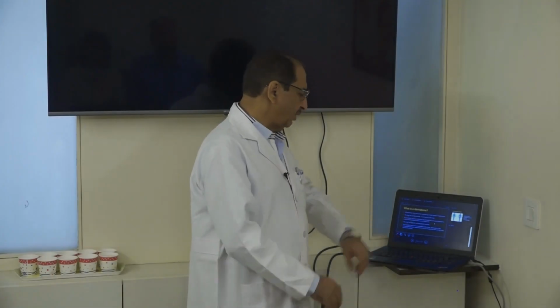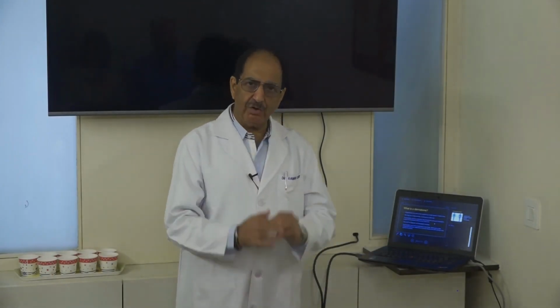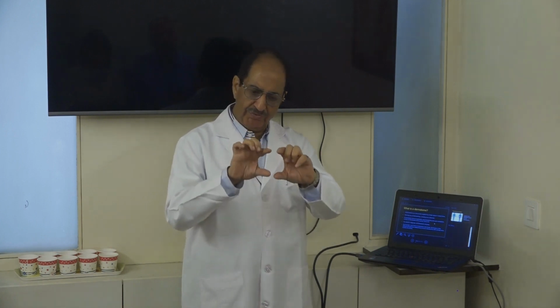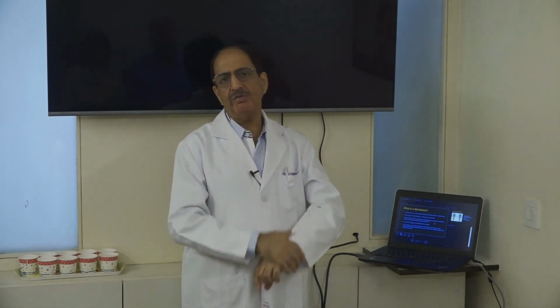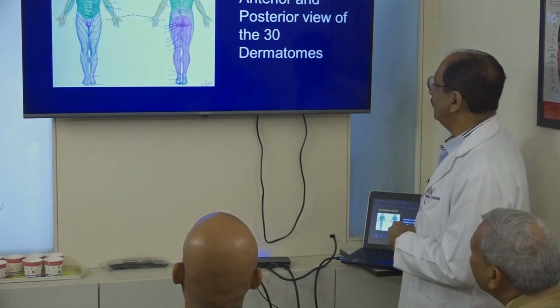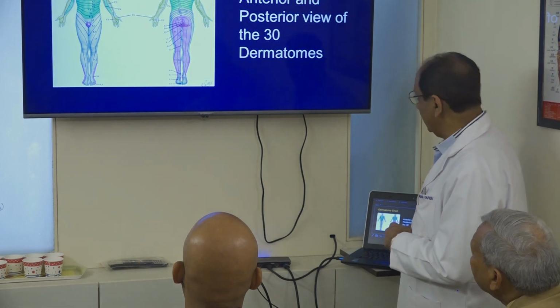And the dermatome chart is not used only for diagnostic, but it is also used for therapeutic purposes. So once you understand the dermatome patterns, you can use the same knowledge to treat patients, as you find out which dermatome is affecting which particular part of our body. The anterior and posterior view of the 30 dermatomes which I talked to you about.